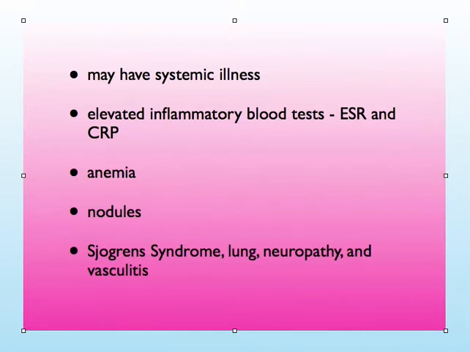They may have elevated inflammatory test results in their lab tests, including the ESR or SED rate, and also the CRP or C-reactive protein. There can be anemia and other blood count changes. There may be subcutaneous nodules, as well as symptoms of Sjogren's syndrome, lung problems, neuropathy, and vasculitis.